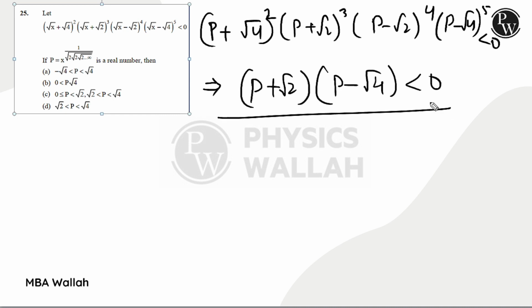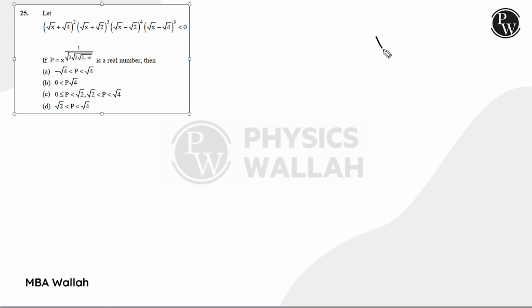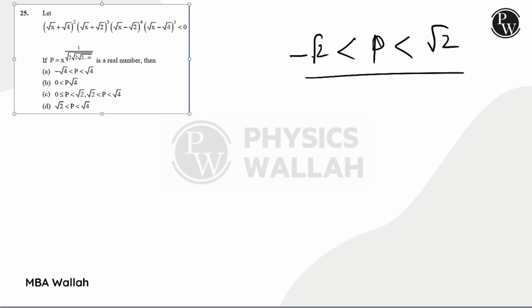And since this thing, please understand, p plus root over 4 square has to be greater than or equal to 0, because obviously these are all real numbers. Similarly, for the other expressions I can also say the same thing. In other words, if you realize the range for p, the range for p will be from minus root over 2 to root over 2. This typically will be the range for p.